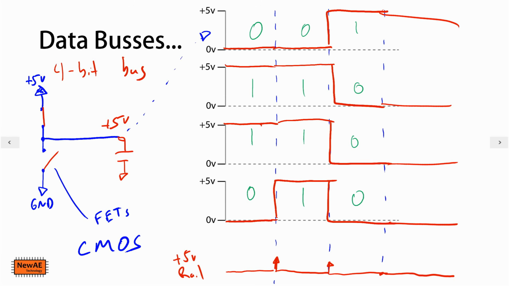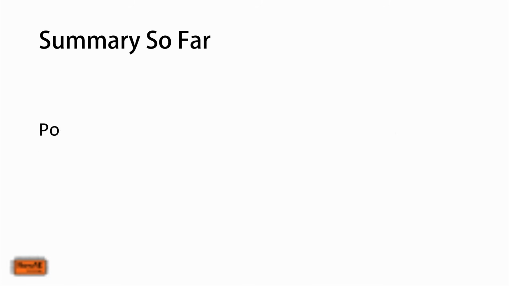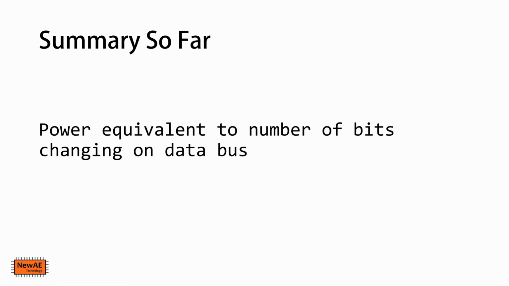So this is very fundamentally, when we talk about differential power analysis or side channel power analysis, we're looking at these very minute differences in the power rail of the system. And in particular, the summary so far is the size of the power spikes we see is equivalent to the number of bits changing on the data bus.